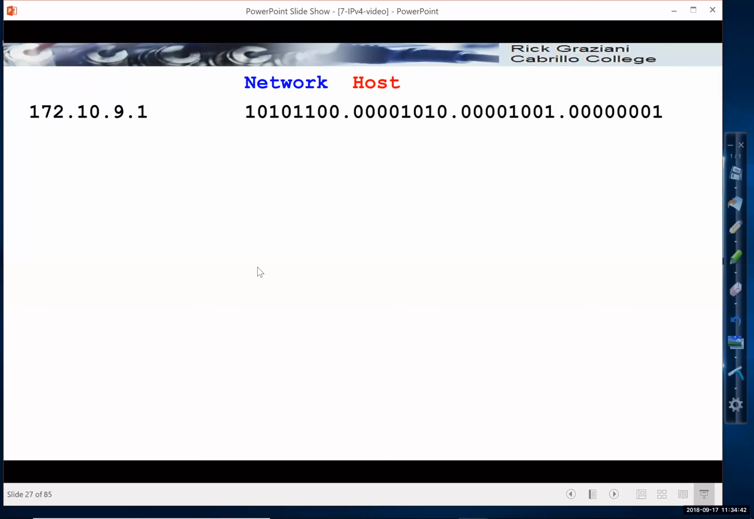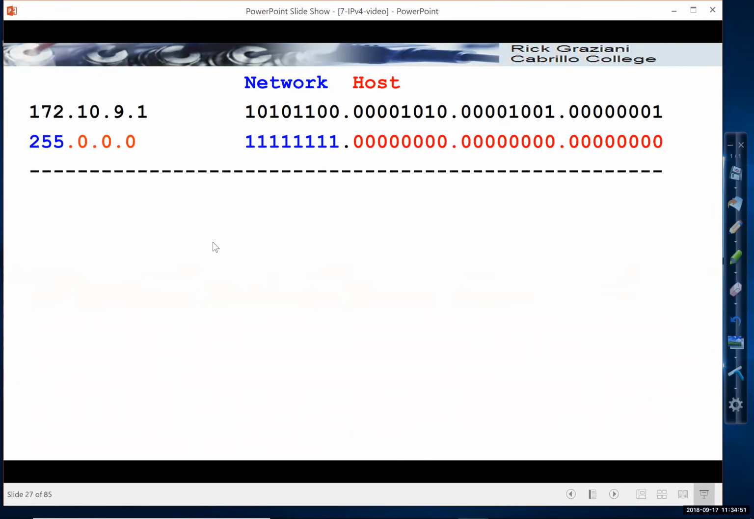172.10.9.1. That's our host IPv4 address. Now, we don't know what network this belongs to until we find out what its subnet mask is. That's key. You need to know the subnet mask to know the network address of the host. That's why any IPv4 device has an IPv4 address and a subnet mask, because that subnet mask indicates to the device what network it belongs to.